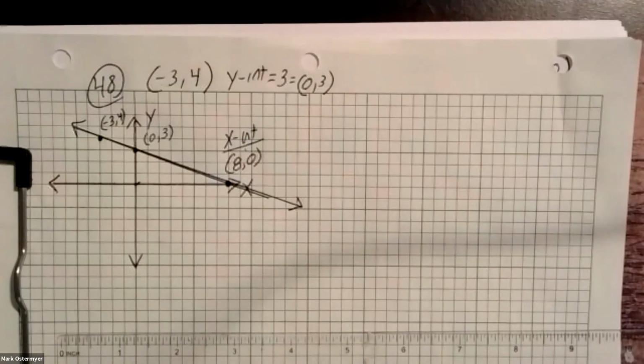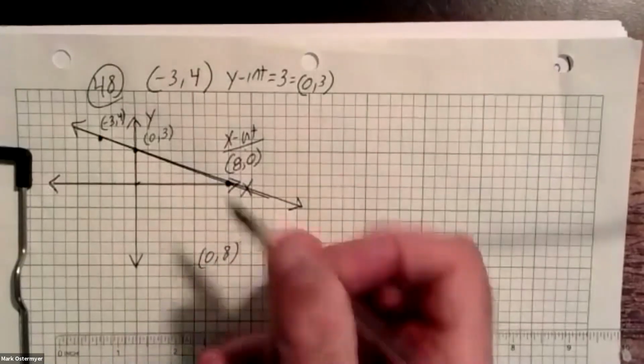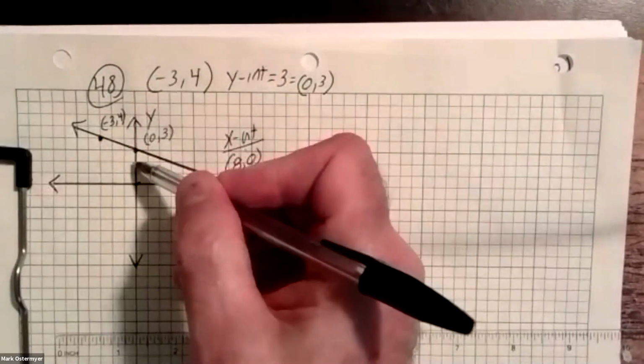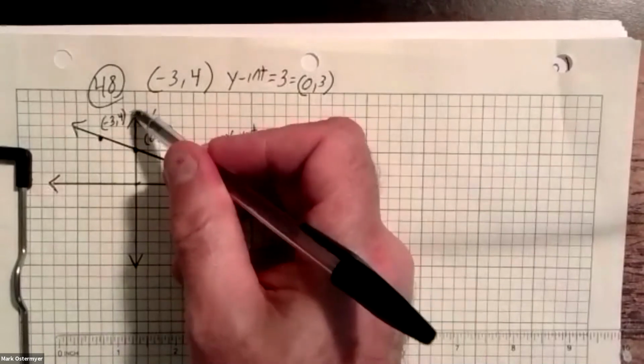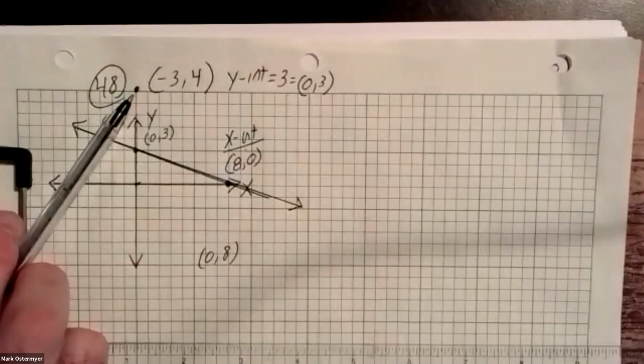Why is it not 0, 8? Oh, because 0, 8 would not lie on the x-axis. The ordered pair 0, 8 would be on the y-axis. That would be up here: 1, 2, 3, 4, 5, 6, 7, 8. 0, 8 would be way up here. That's 0, 8. Okay, I see.